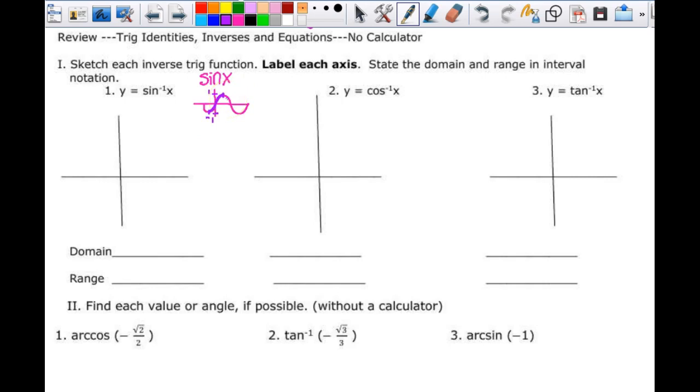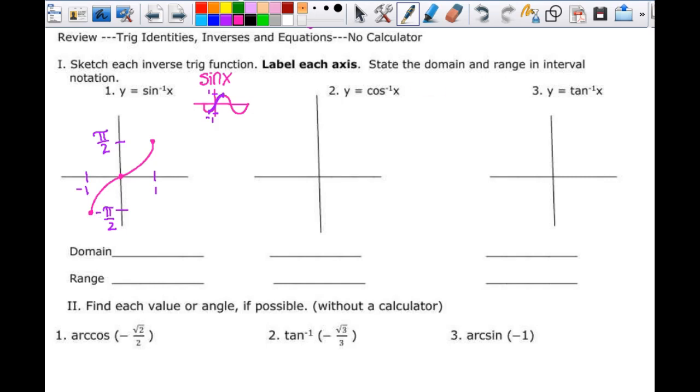Well, when you do the inverse, this is your -1 and your 1, and this is your negative pi halves and your pi halves. Okay, so there's a point here, and there's a point here, but again, I'm not sketching this shape. That's the shape of sine. It goes the other way like this.